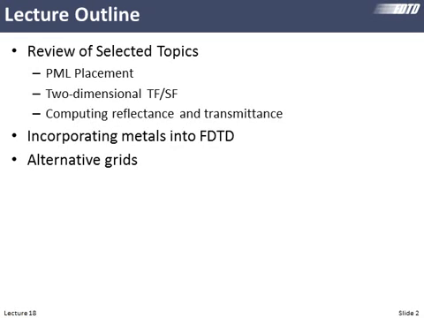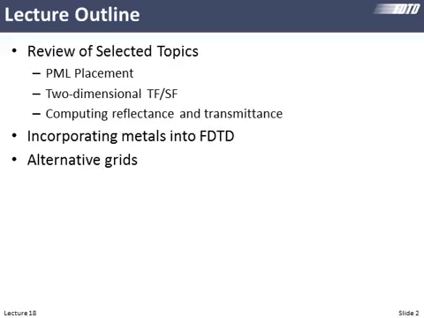The key things I want to review for a two-dimensional finite difference time domain code are the PML and its placement, why we need spacer between our device and the PML. I want to review again the two-dimensional total field scatter field formulation, and I want to step you through computing reflectance and transmittance. So nothing new happens there. I just want you to see that again.